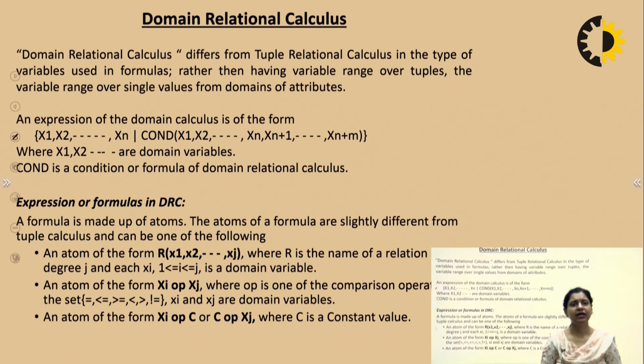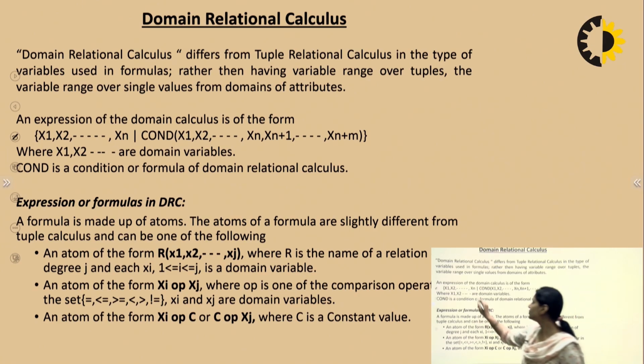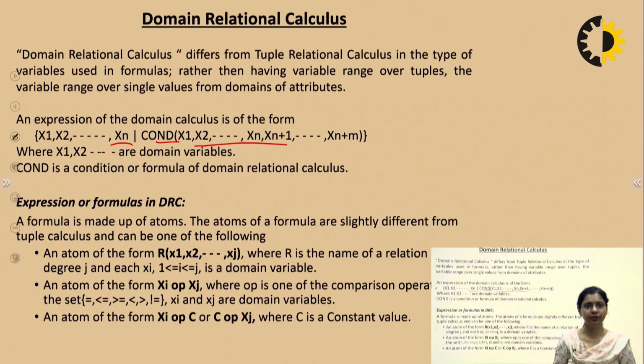The next one that we have is Domain Relational Calculus. Now it only differs in the type of variables that are used in the formula. Here we are talking about the columns, and there we were talking about the tuples. So when we are talking about the columns or the attributes, the expression becomes x1, x2 till xn, where we have the condition on the attribute variables. There we had the tuple variables. Here we have the domain variables.